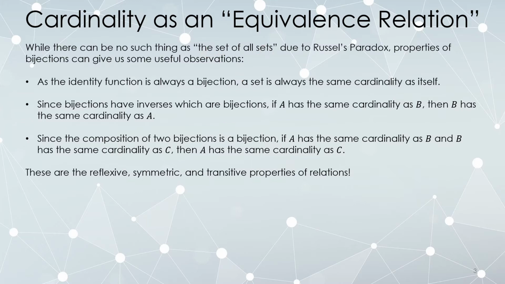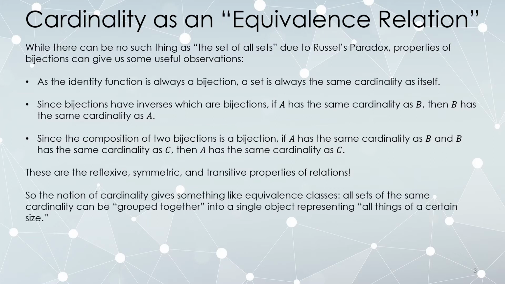And relations were defined as subsets of product sets, and I don't want to start taking the product set of the set of all sets with itself. So we're being a little informal here. Okay. So this is something like cardinality, and we can define something like equivalence classes. All sets that have the same cardinality can kind of be grouped together in an equivalence class, with air quotes around it, into a single object representing all the sets that have the same cardinality.